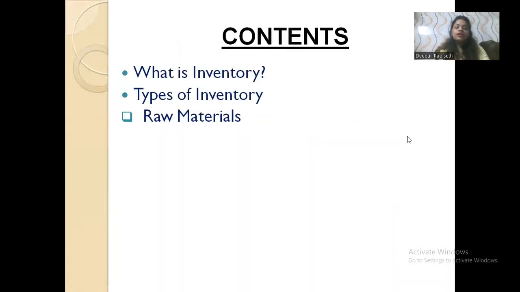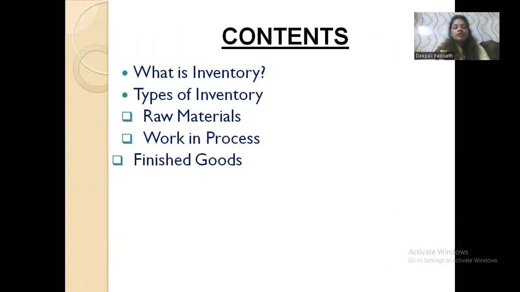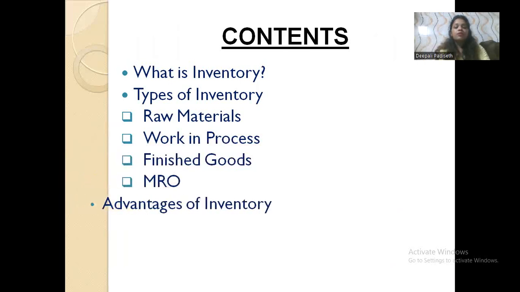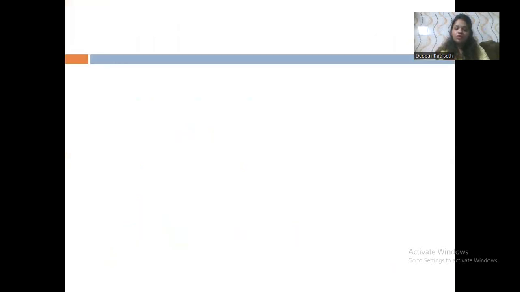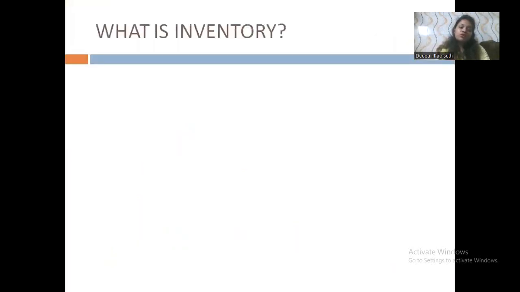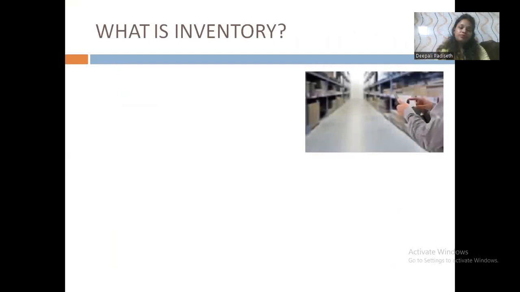So, let's start. These are the contents which I've added to my slides in the presentation. First is what is inventory, then the different types I have added, that is raw materials, work in process, finished products, MRO, advantages, limitations of inventory, and conclusion. So let's start with what is inventory.